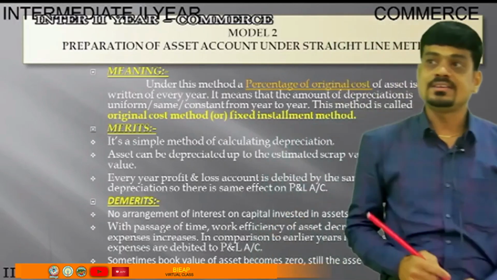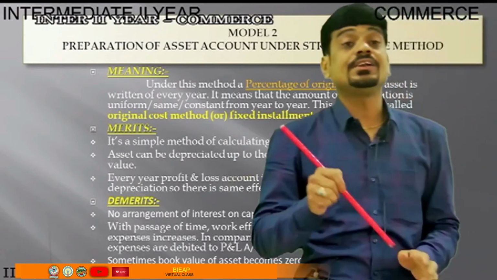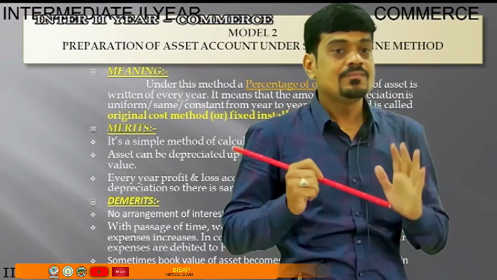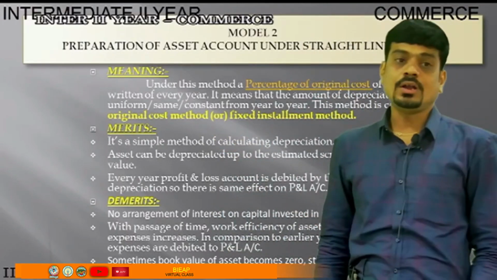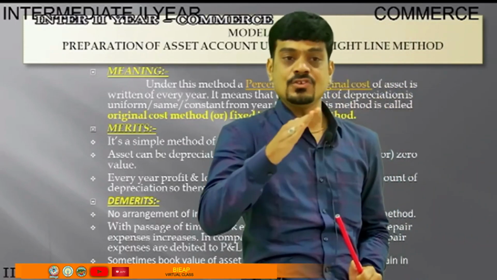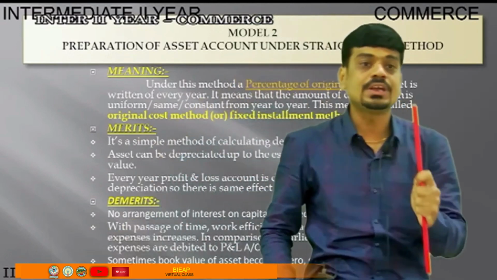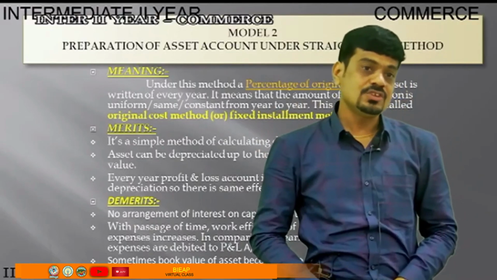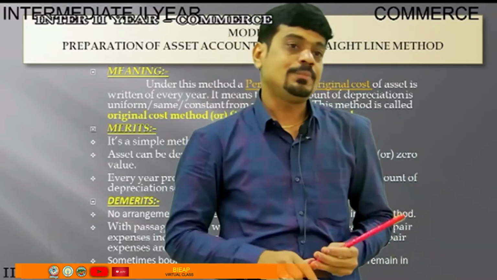Then come the demerits. What are the demerits? We cannot make arrangement for interest on the capital, whatever investment we made. Another important defect is this: scientifically, we know that with the passage of time, the value of asset is decreasing. So we have to decrease the amount of depreciation also. But what are we doing? We are charging the same amount of depreciation.